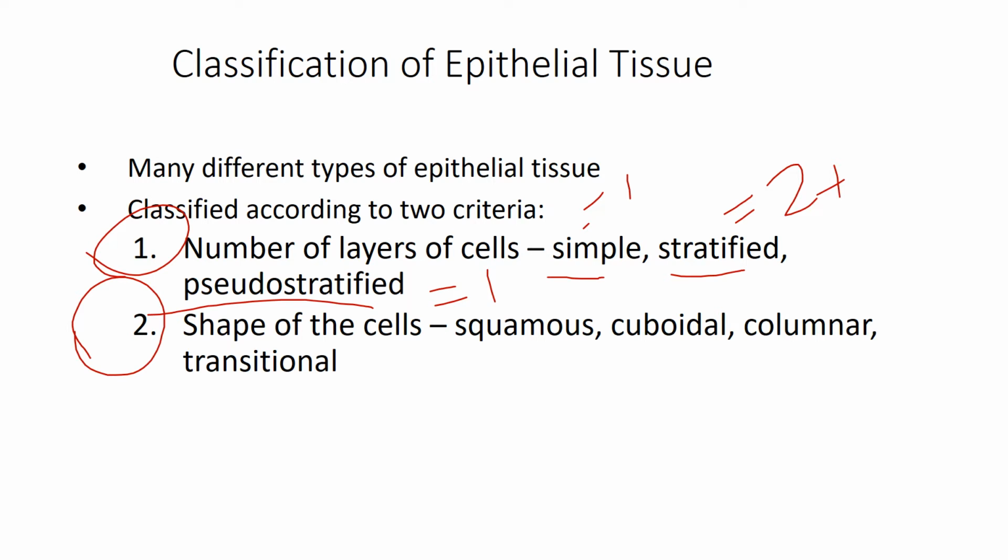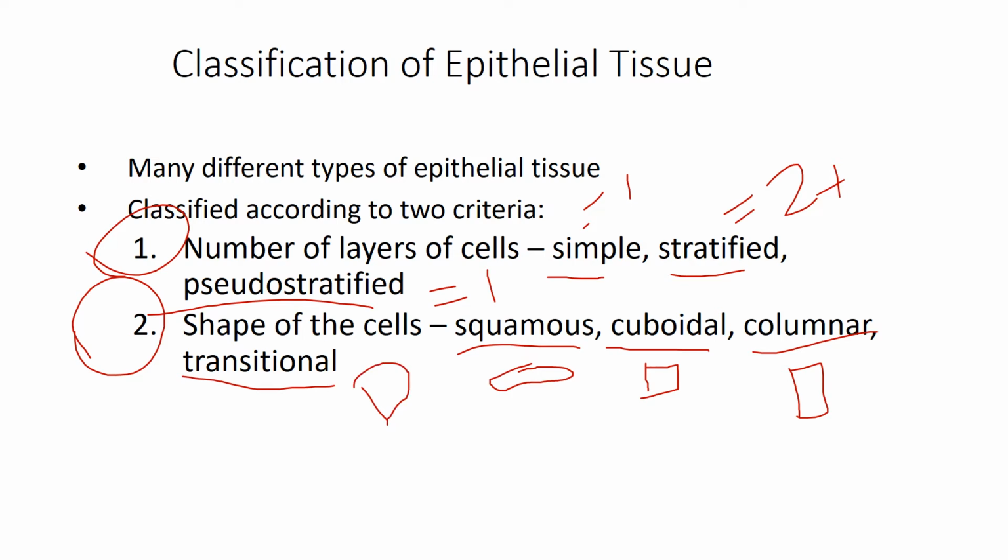Okay, next what we have is the shape of the cells. And so what we have is squamous, so this is going to be a very flat one. Cuboidal, as you can imagine, is going to look like a cube, about the same width as height. Columnar shape is going to be taller than they are wide. And then lastly, transitional, these are going to have this ice cream scoop appearance to it.